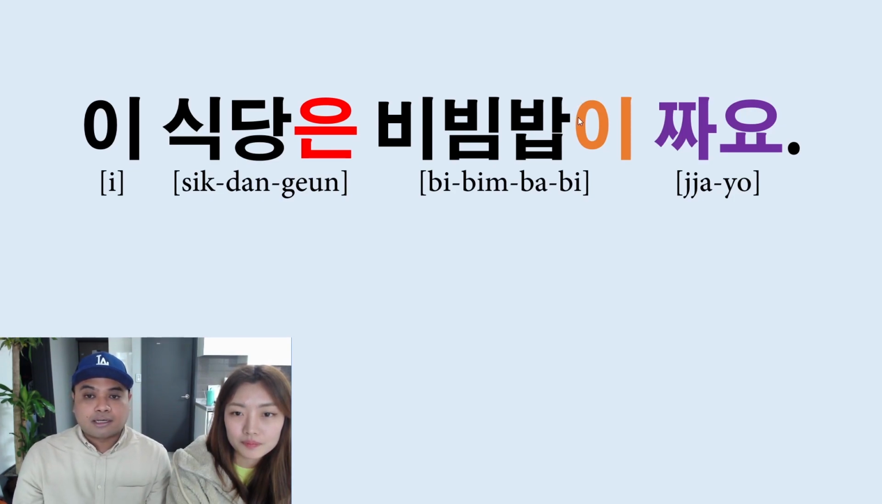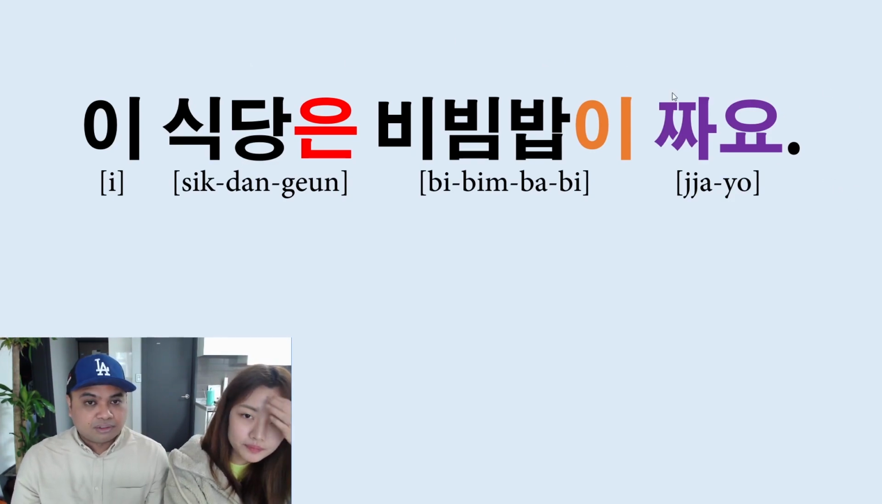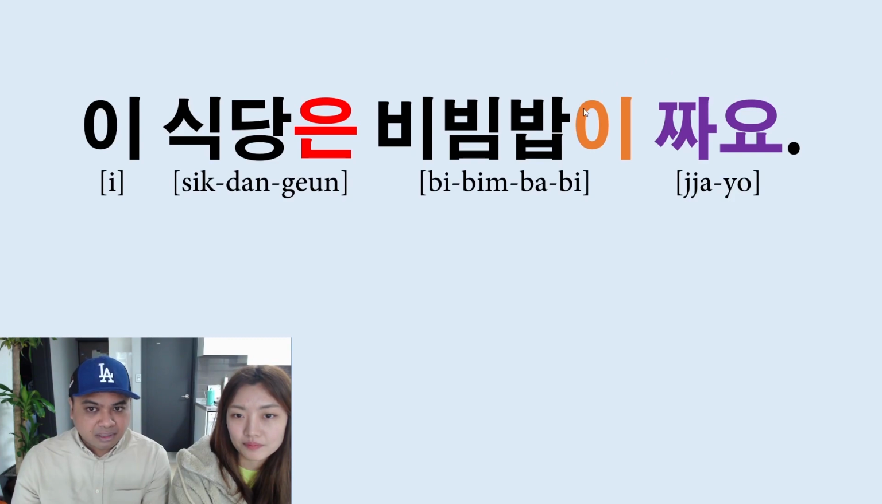Just know that because you attach 은 to 식당, the topic, what you're talking about, is the restaurant. And then the subject marker is 이, and it's attached to bibimbap. Usually when you attach the subject marker, there's a verb of some sort, and here it's 짜요, salty. So we're saying the bibimbap is salty. We're not saying the restaurant is salty. The topic is just the restaurant, but the subject has the verb. So that's how to differentiate between the subject marker, 이/가, and the topic marker, 은/는.